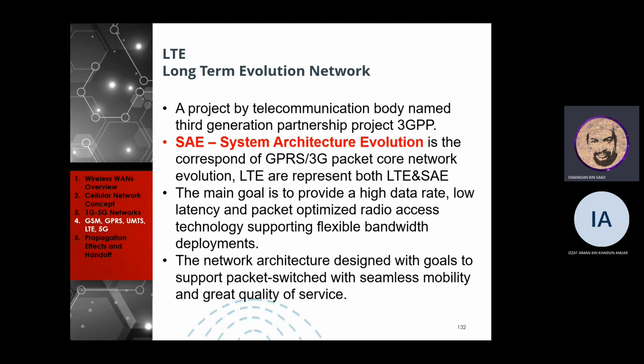Now we go to LTE pula. 4G kan. Waktu 4G kan. Ataupun nama panjang dia adalah Long Term Evolution network. So a project by telecommunication body named Third Generation Partnership Project, 3GPP. So SAE adalah System Architecture Evolution, is the correspondent of GPRS 3G packet core network evolution. So LTE represents both LTE and SAE sebenarnya. So the main goal is to provide high data rate, low latency and packet optimized radio access technology supporting flexible bandwidth deployment. So the network architecture is designed to support packet switching with seamless mobility and great quality of service.